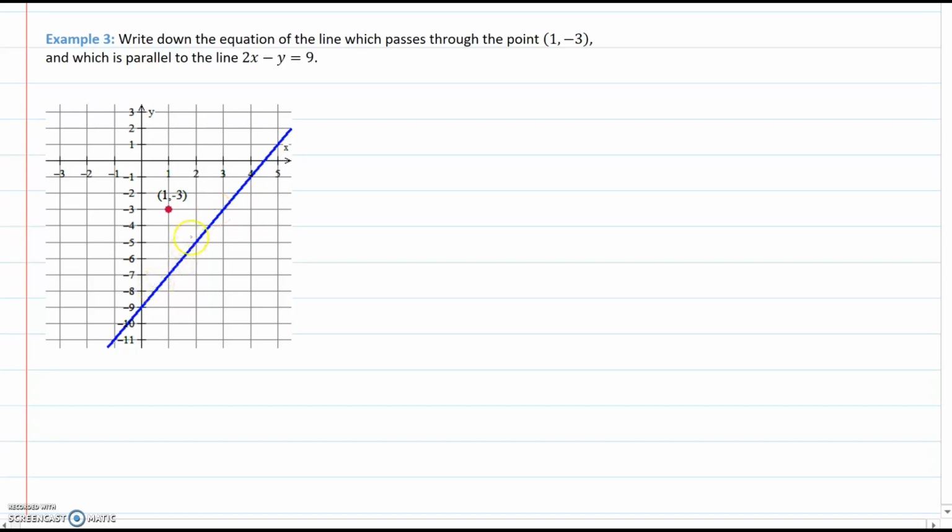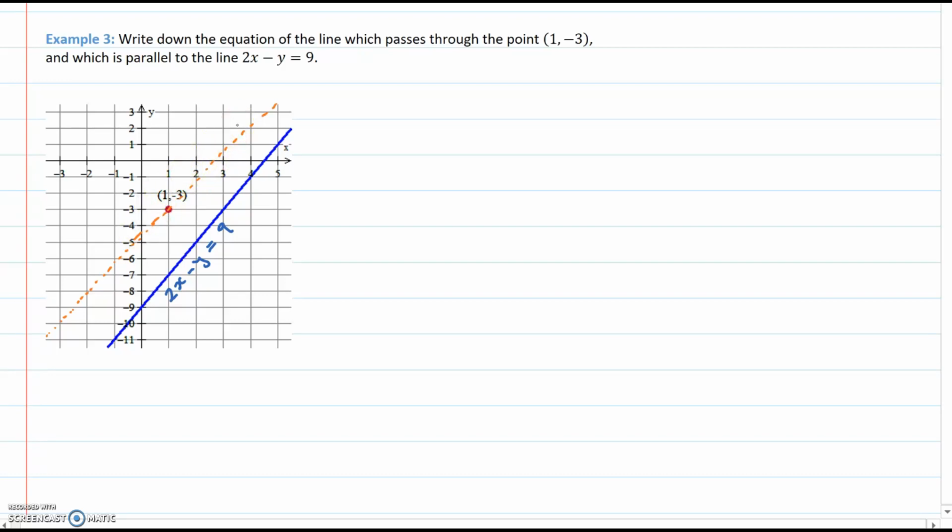So let's say if that's the line, then something along here, and I apologize for my drawing skills, but we're going to be looking for a line which goes through that point (1, -3), and which is parallel to the line in blue. Now, we know the equation of the line in blue is 2x - y = 9. We don't know what the equation of this orange line is that's going to be parallel to it.